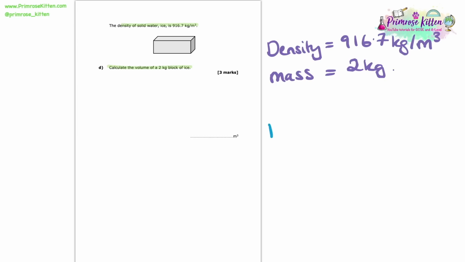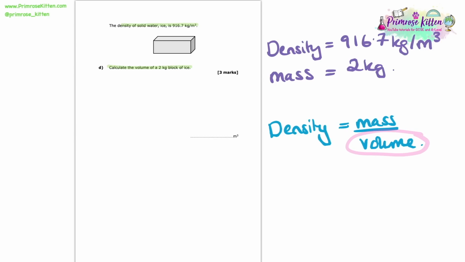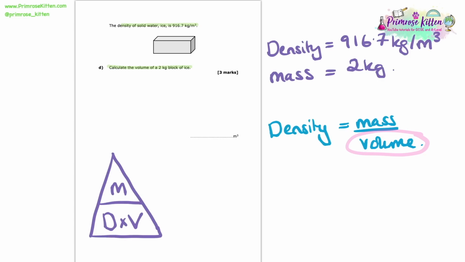I always like to lay out the information they give me in the question too. So I've written down what the density is and what the mass is so that it's nice and neat and tidy. So now we know density is mass over volume. Now we need to find the volume. Now to do this, we need to rearrange the equation. Now you may be super comfortable with that, but if you're not, remember you can use the triangle. In this case, the triangle has mass on the top and density times volume on the bottom.